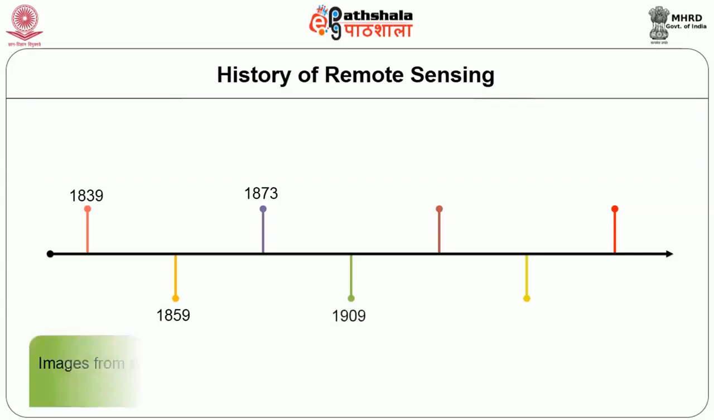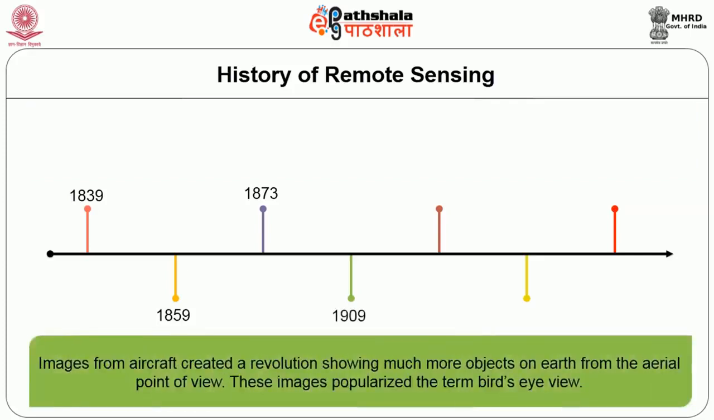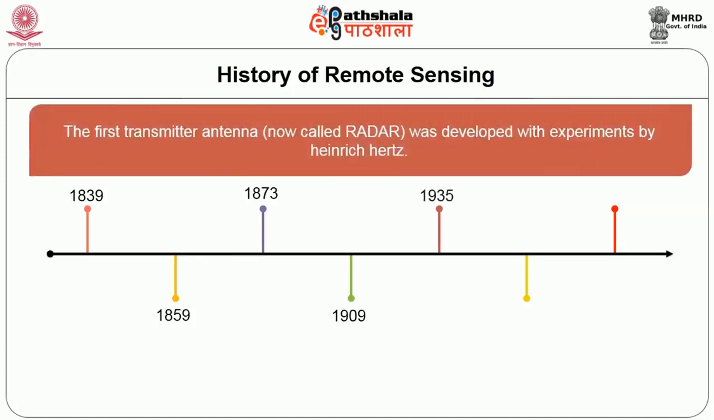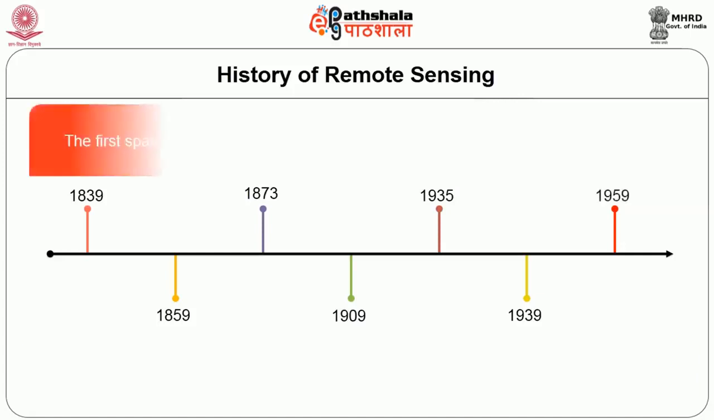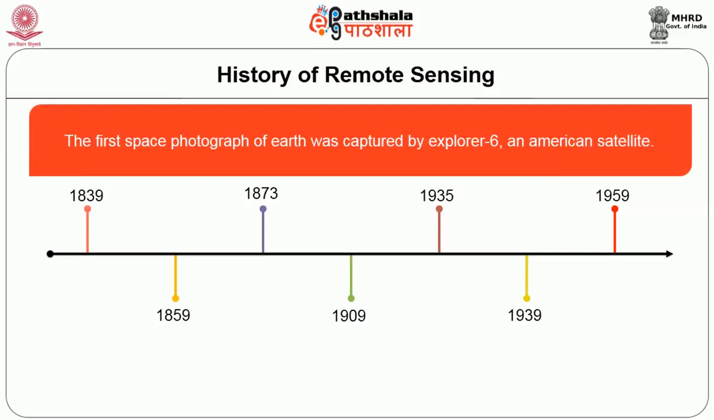In 1909, the images from aircraft created a revolution, and in fact, it popularized the term bird's eye view. It was showing much more objects on the Earth from the aerial point of view. And in 1935, the first transmitter antenna I told you before, which is now called a radar, was developed with experiments by Heinrich Hertz. In 1939, the term radar was officially named by the US Signal Corps, and in 1959, the first space photography of Earth was captured by Explorer 6, an American satellite.